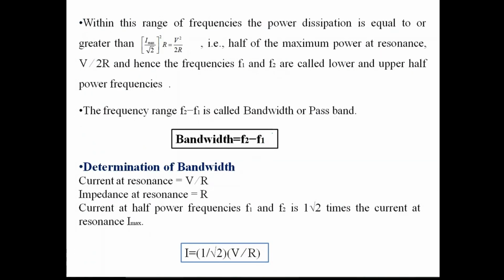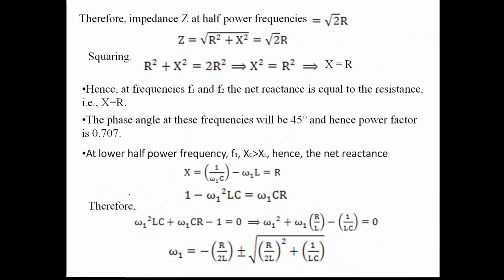Therefore, how do you find this bandwidth? The bandwidth is the difference of these two frequencies, f2 minus f1. Now let us find the expression for the bandwidth. The current at resonance is given by I is equal to V by R, right? And the impedance at resonance is R only. So the current at the half power frequencies, that is f1 and f2, is 1/√2 times the current at resonance, given by I is equal to 1/√2 into V by R, since I is equal to Im by √2, where Im we have defined as V by R. Therefore, the impedance at half power frequencies is √2 times R.